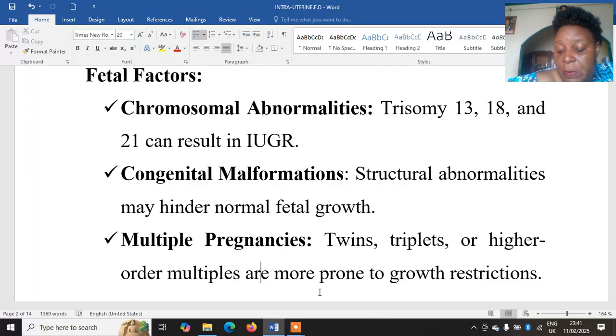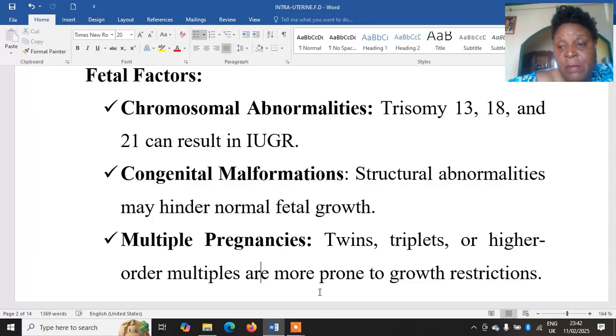Then we have multiple pregnancies. These days it is not uncommon. We have the twins, the triplets, the quadruplets, etc. Mothers are delivering multiple babies, others by IVF. These days it is very common. And with IVF, in vitro fertilization, the mother gets more than 1, and the one who survives is what the mother will deliver.